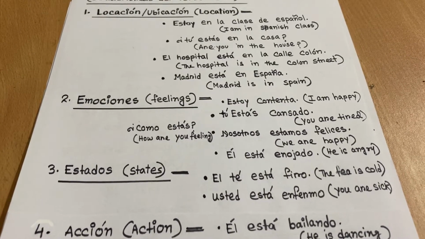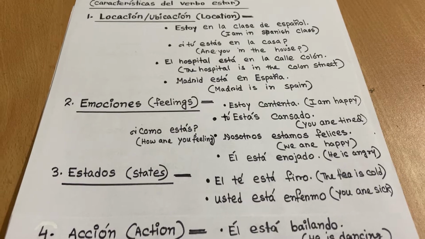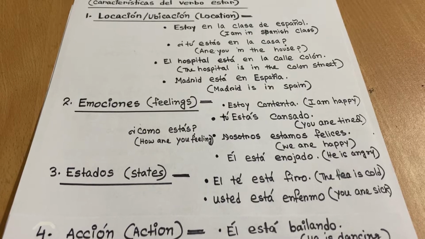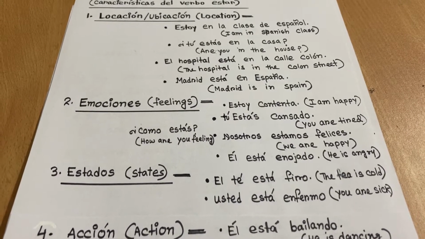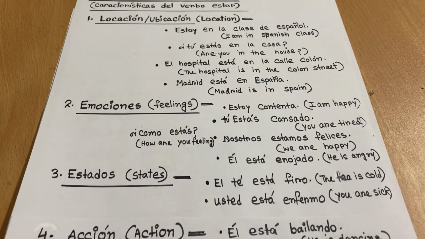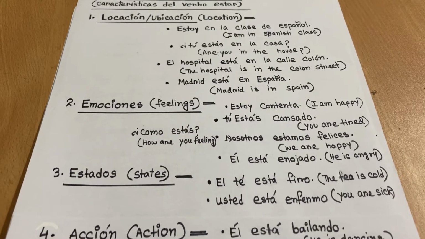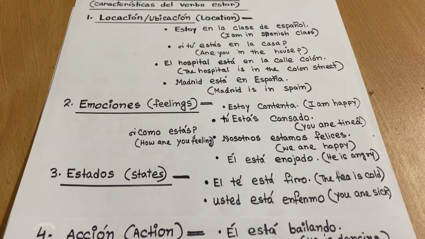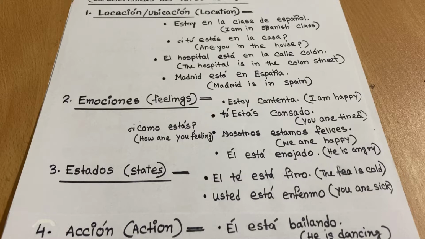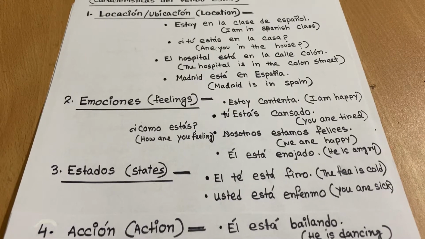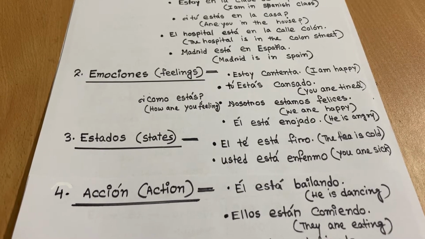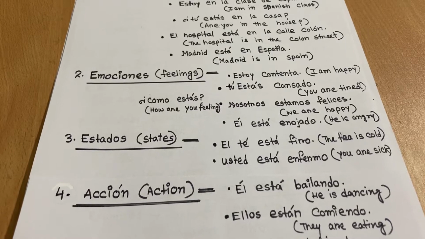Next is estados, states. States, always remember that it is the opposite. For example, frío, caliente, hot, cold. Abierto, cerrado, open, closed. Or maybe muerto, vivo, dead, alive. All the opposites are the states. So when we talk about the state, then we have to use the estar verb, estados. El té está frío. The tea is cold. Usted está enfermo. You are sick.